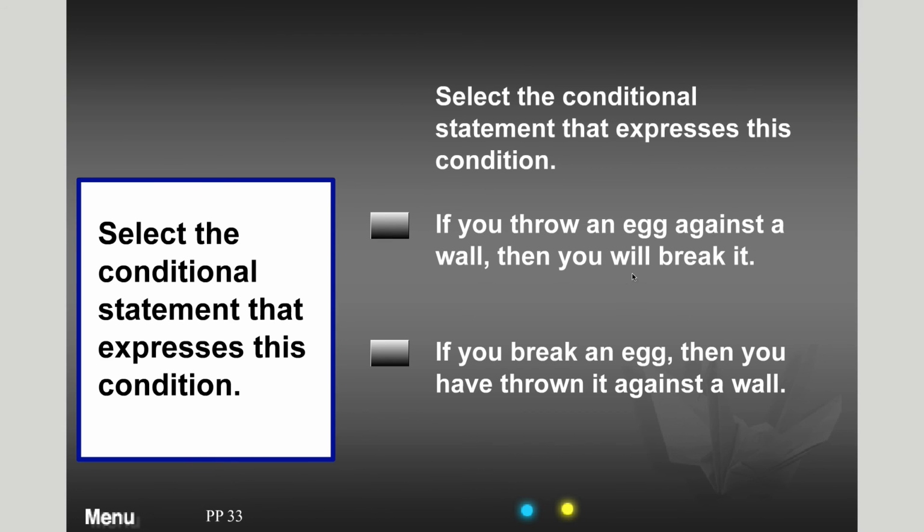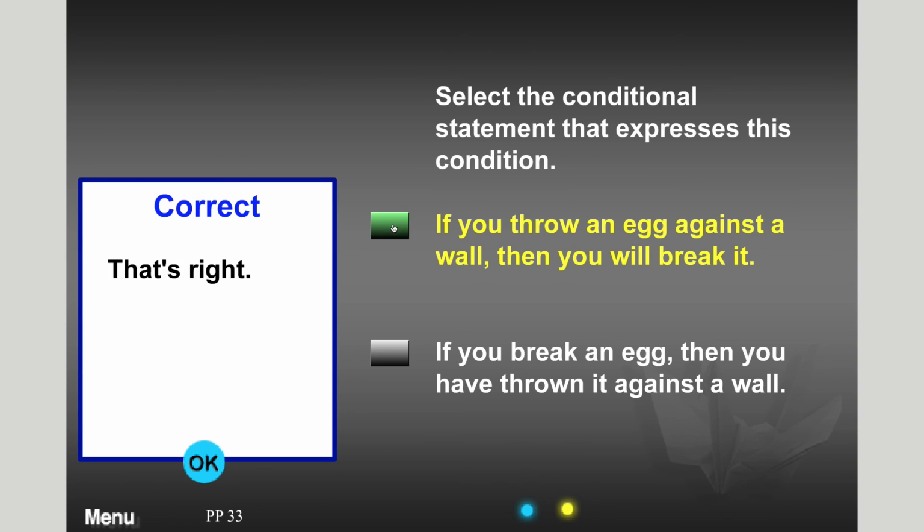So if you throw an egg against a wall, then you will break it. If you break an egg, then you have thrown it against the wall. Well, no, that's not the case. Why? Because you could break an egg by hitting it up against the counter or hitting it up against the lip of a cup and so on, right? As we often do when we're making eggs. No, if you throw an egg against the wall, then you will break it.